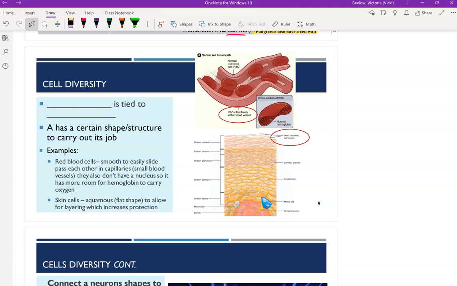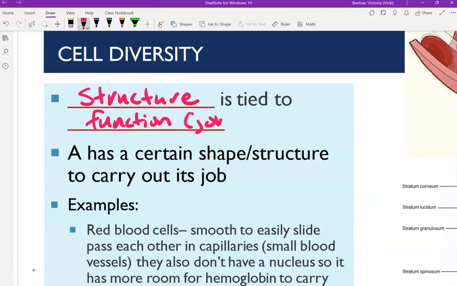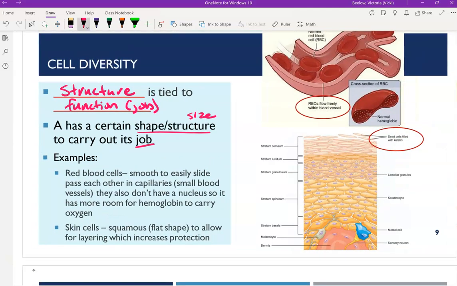So as I was saying, cells can come in many different shapes and sizes, and there's a reason for that. It's that the structure, so the physical shape, is tied directly to the cell's function. By that, I mean whatever its job is. So cells have a certain shape, structure, or even size in order to carry out a specific job. In humans, like our eukaryotic cells, we have a couple of good examples of that. The first is red blood cells.